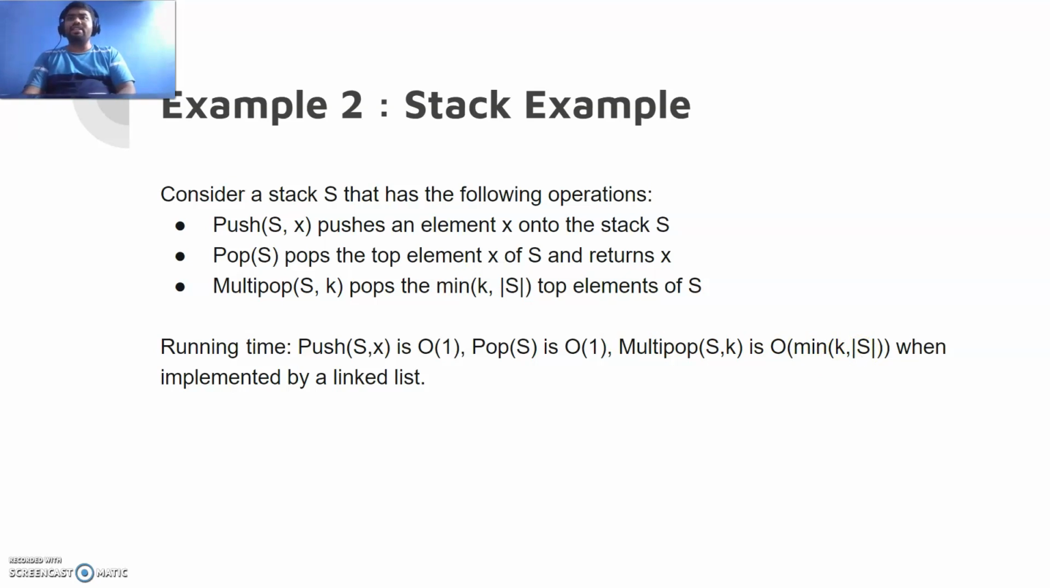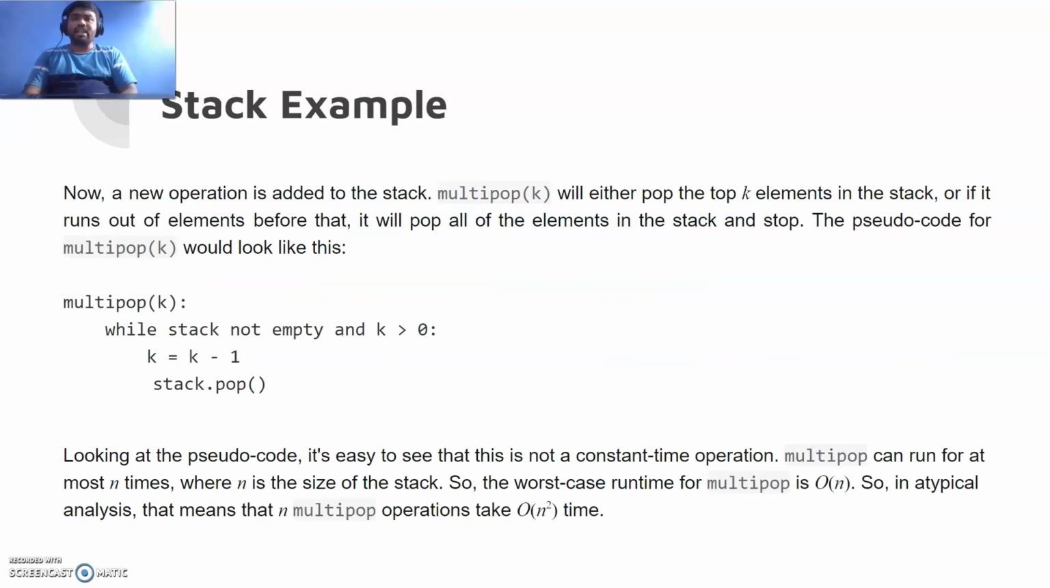So if the k is less than the number of elements, then the complexity is k. If the number of elements is less than k, then the complexity is the number of elements. That's how it works. Now let's understand the stack example with the help of this multipop operation.